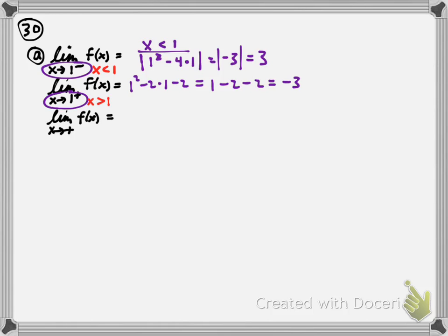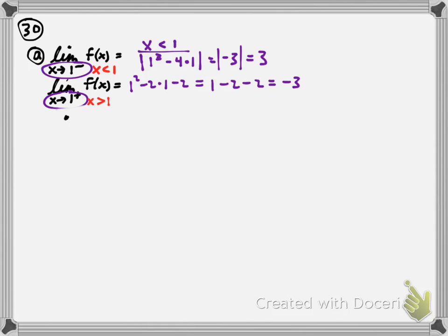Okay, and so what does this say here? Find the right and left hand limits. I don't know why I wrote this down. I'll erase that. Right and left hand limits of f at 1. Does f have a limit as x approaches 1?